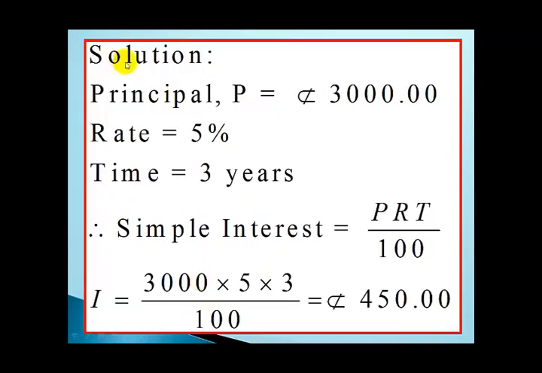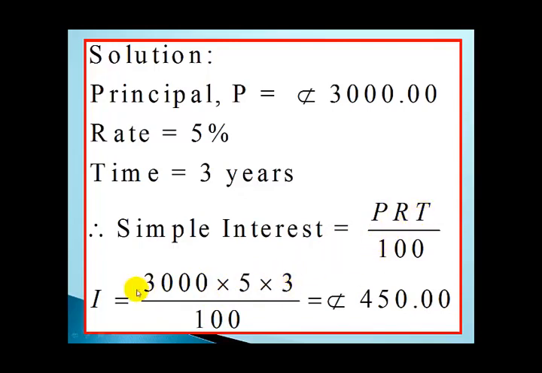Now let's look at the solution. From the question, our principal P is equal to 3,000. The interest rate is equal to 5%, and the time is equal to 3 years. Therefore, the simple interest, which is equal to P times R times T divided by 100, will now be I equals 3,000 times 5 times 3 divided by 100, where 3,000 is the principal, that is P, R is the rate, and that is 5, and T is the time, and that is 3 years.